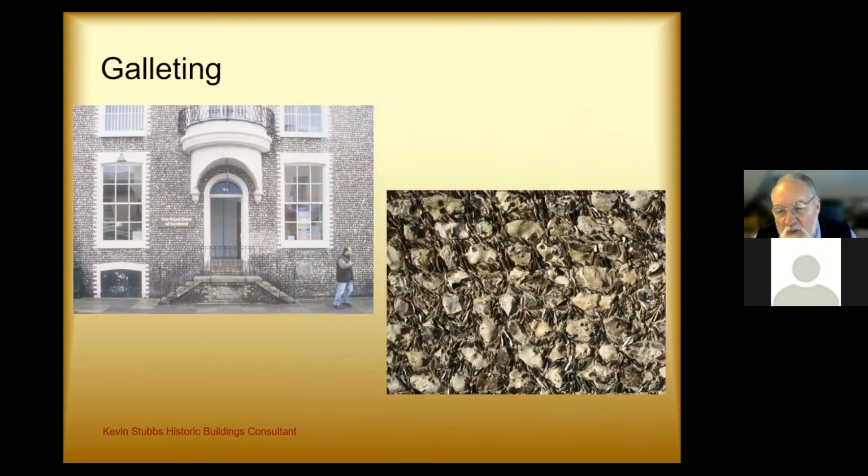Again, with flints, galleting was very popular, and these were the fine bits of flint that were struck off the main nodules, were pushed into the joints so that one didn't see very much in the way of mortar at all. And so this is a typical galleted flint face to this Georgian building.